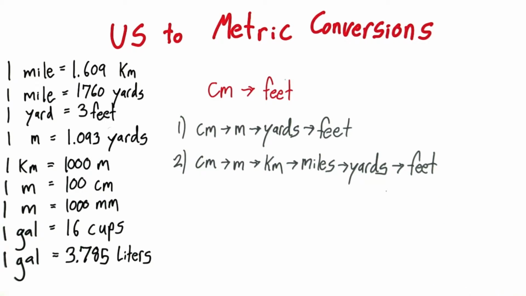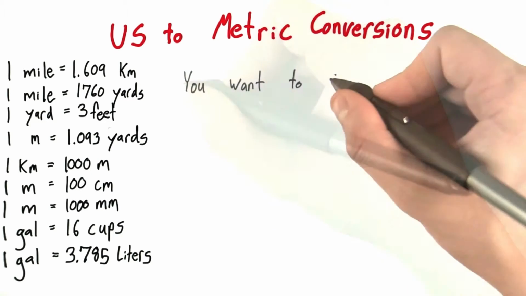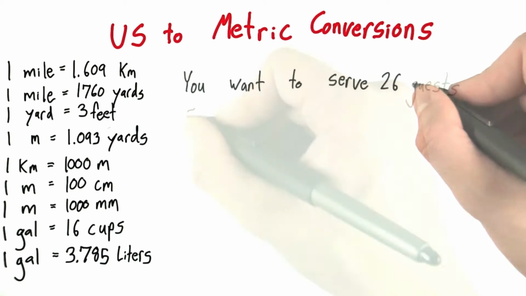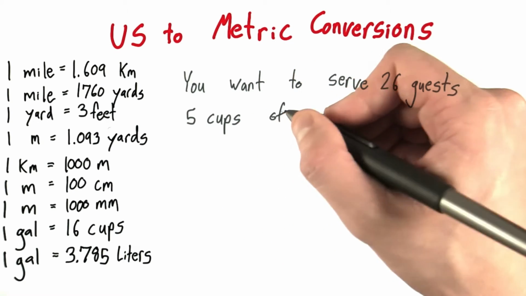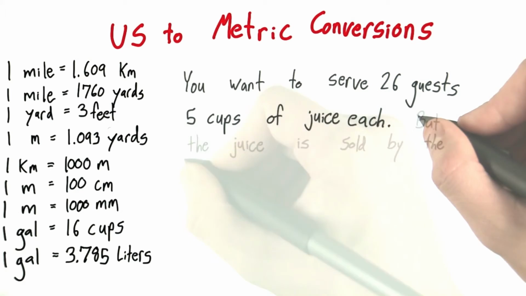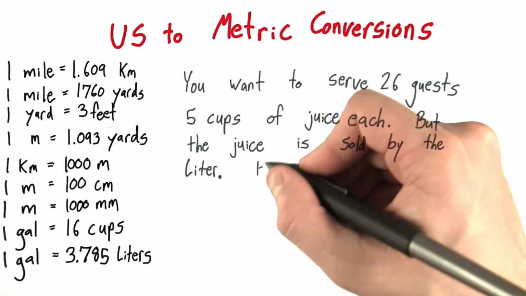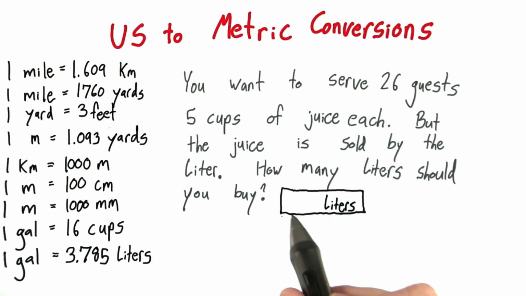Let's practice this with a problem. Let's say you're having a party again, and you want to serve 26 guests. And you think that each of them are going to drink 5 cups of juice. But the juice you're buying is sold by the liter. How many liters of juice should you buy? Enter your answer in this box.